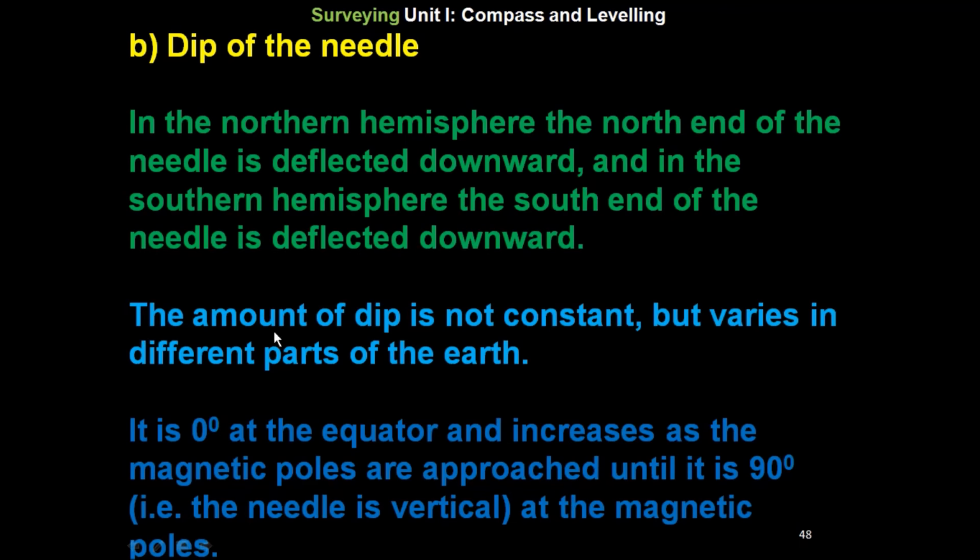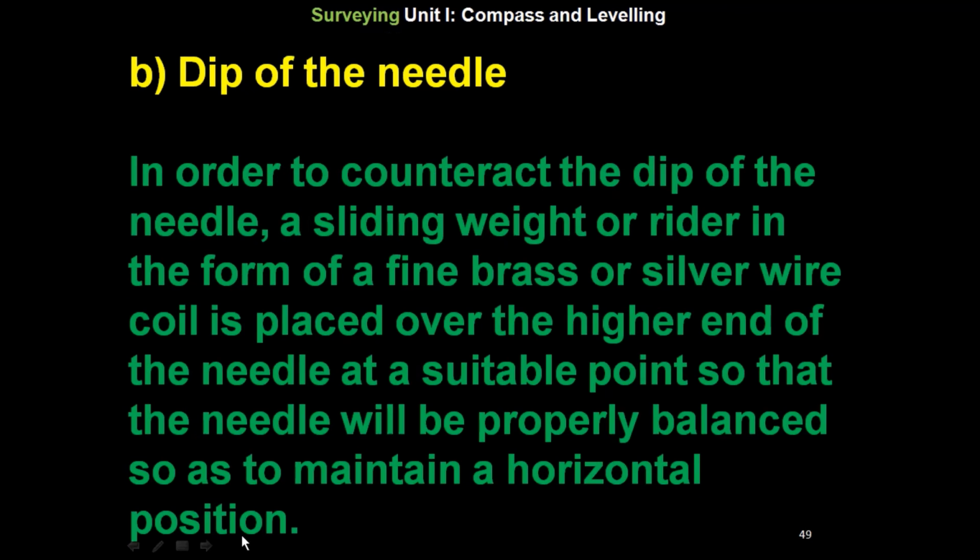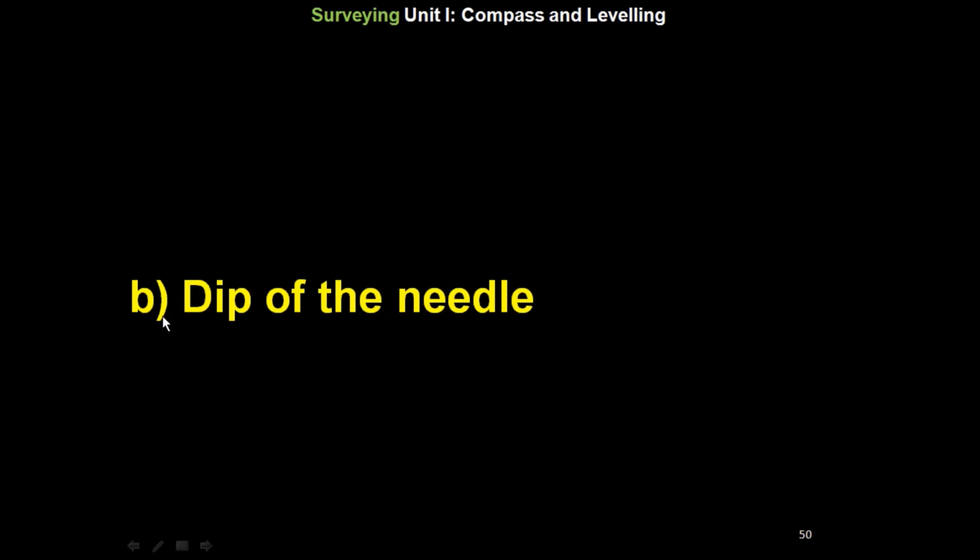The amount of dip is not constant but varies in different parts of the earth. It is 0 degrees at the equator and increases as the magnetic poles are approached until it is 90 degrees, that is, the needle is vertical at the magnetic poles. In order to counteract the dip of the needle, a sliding weight or rider in the form of a fine brass or silver wire coil is placed over the higher end of the needle at a suitable point so that the needle will be properly balanced to maintain a horizontal position. So we have seen the dip of the needle.